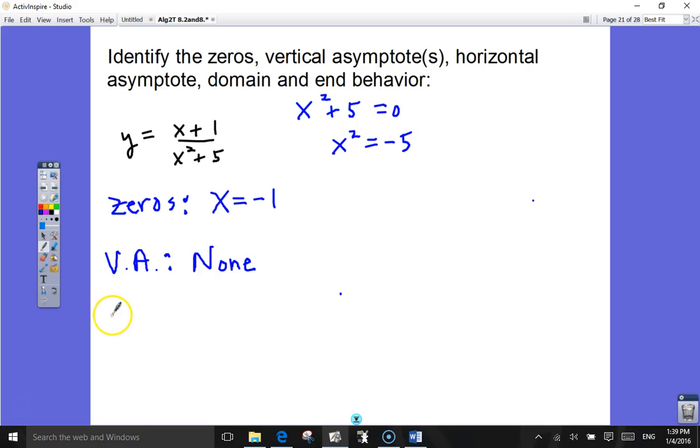Okay, and domain. Remember, the domain was supposed to be x does not equal the zeros of the denominator, but there are no zeros of the denominator, so what does that make the domain? All real numbers. You can plug in anything.